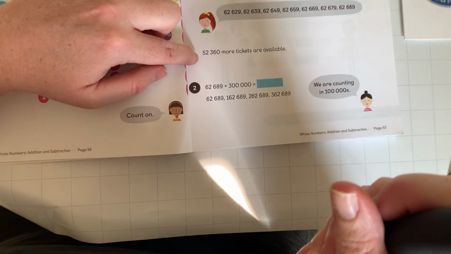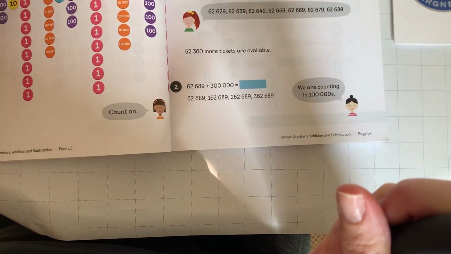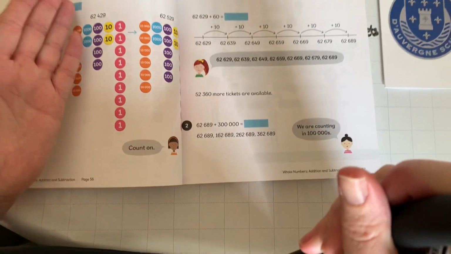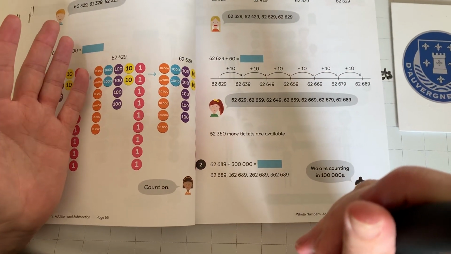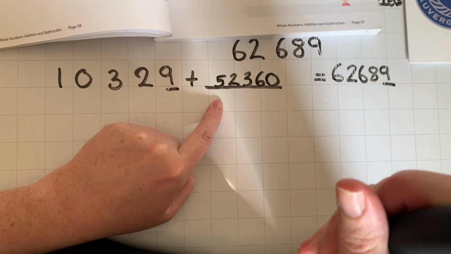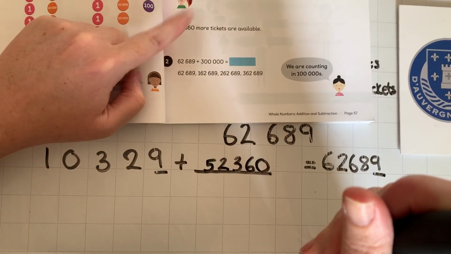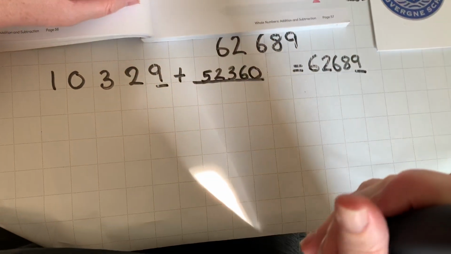We have 52,360 more tickets are available. Now, they've worked it out one way, going from their largest place value down to the smallest. I worked it out the other way. But look, our answers are the same. 52,360. 52,360 more tickets are available.